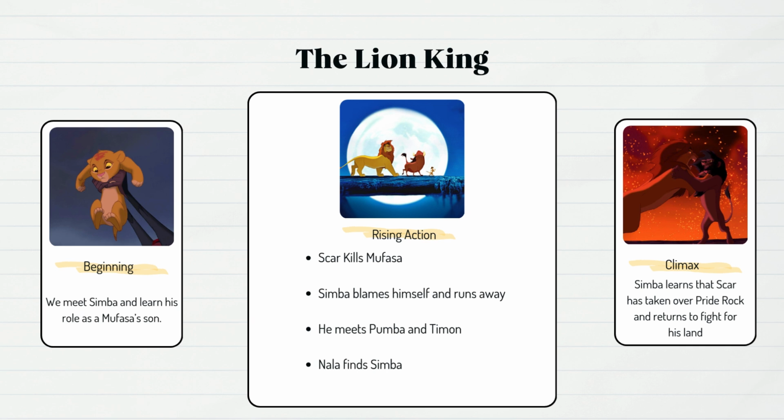Now, in The Lion King, in the beginning, we'll meet Simba. We'll learn his role as Mufasa's son. And then this is where the rising action takes place. We learn that Scar kills Mufasa. This is when Simba runs away and blames himself, but finds new friends.